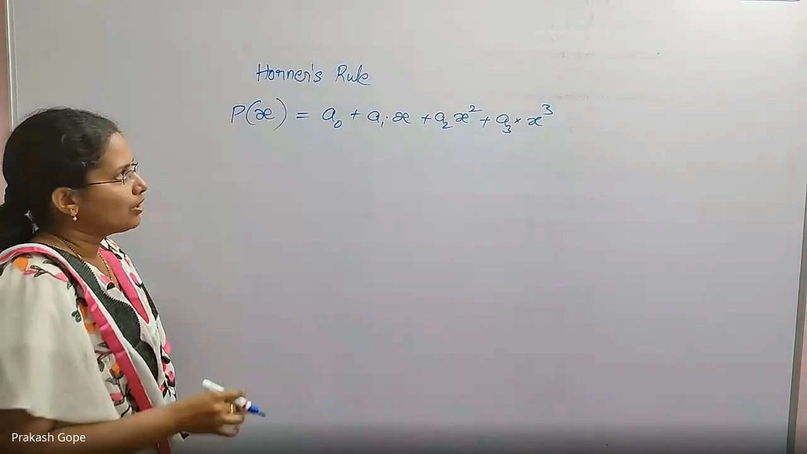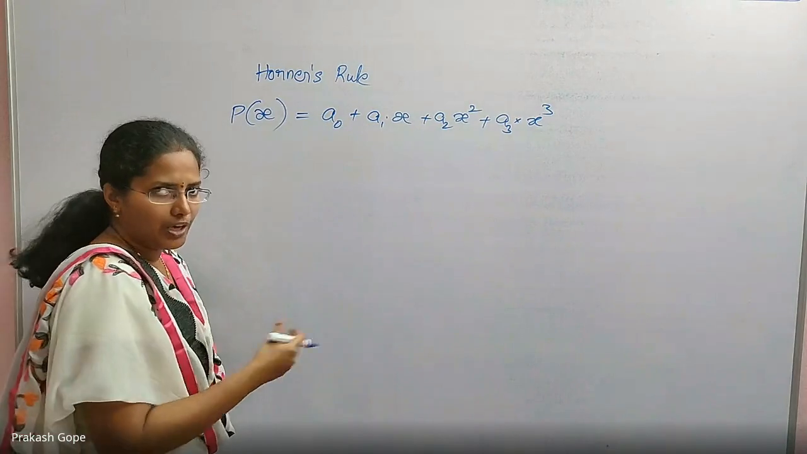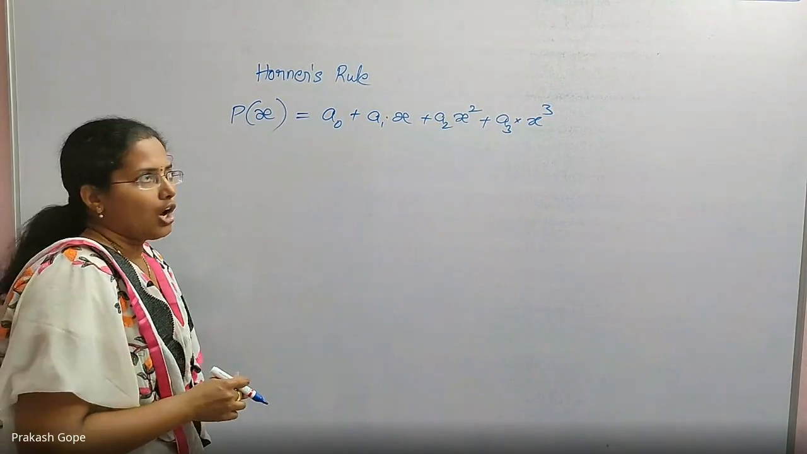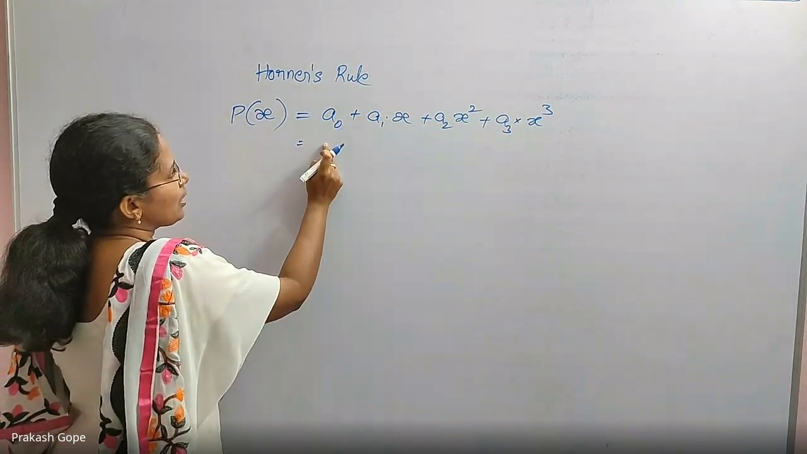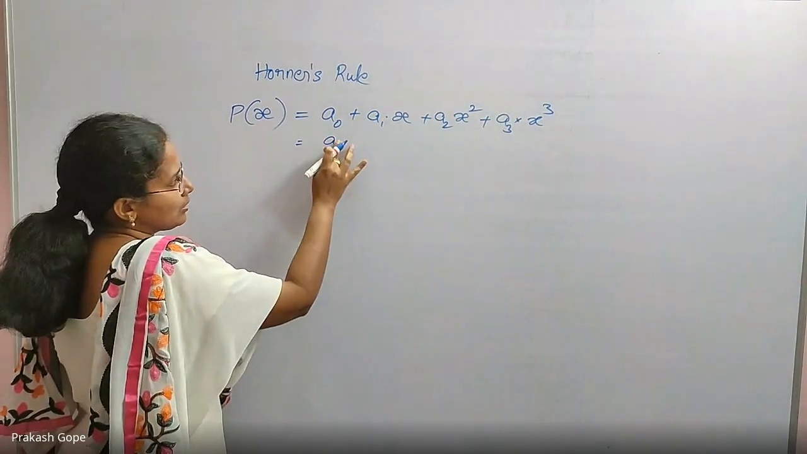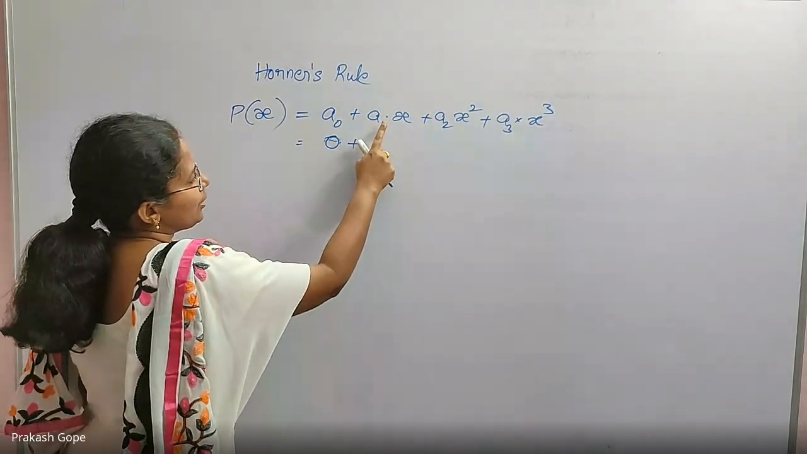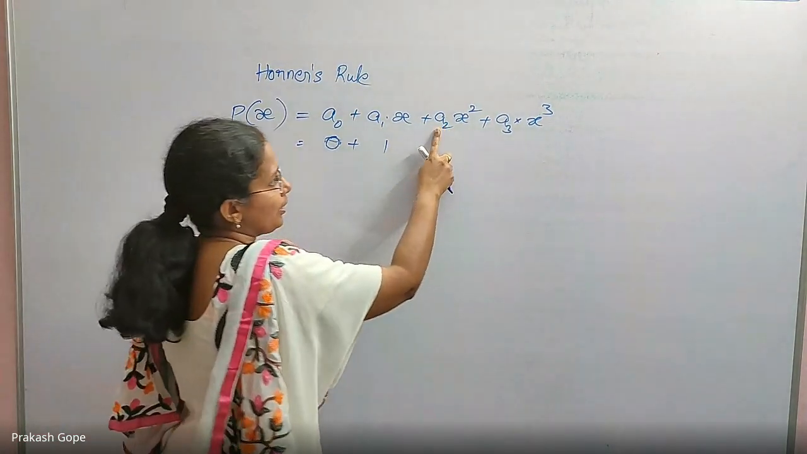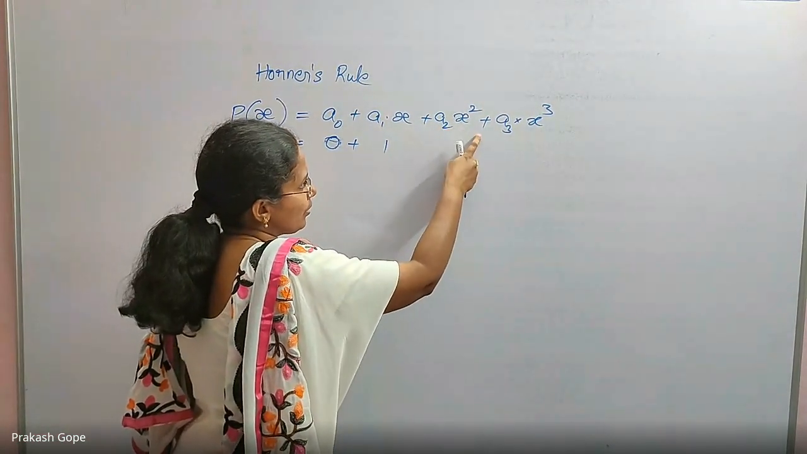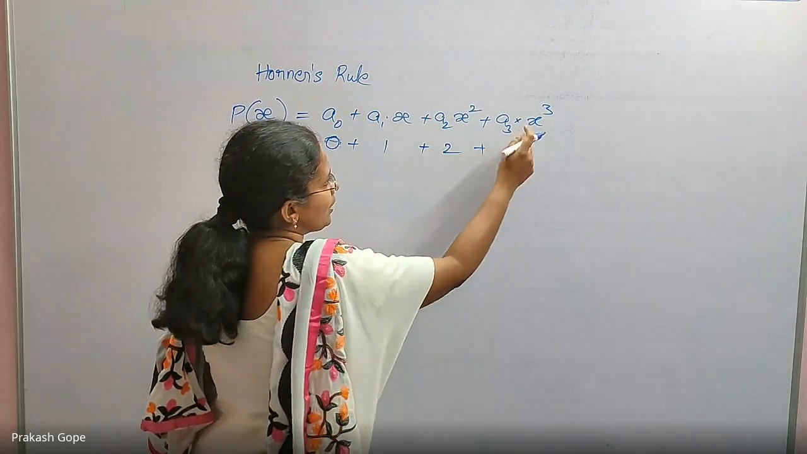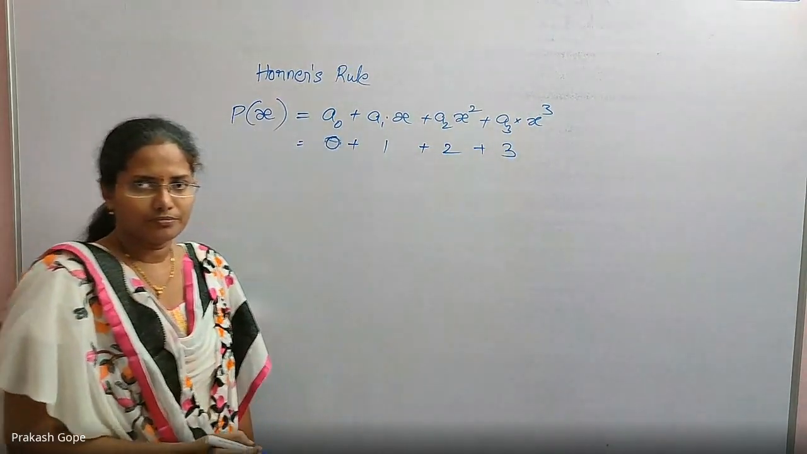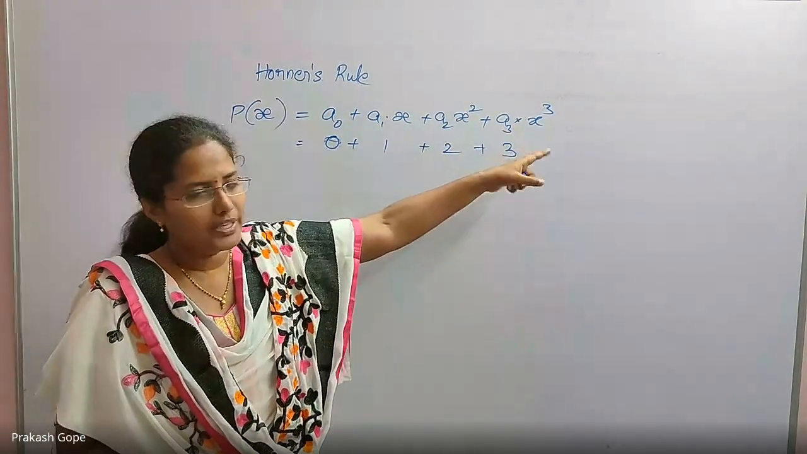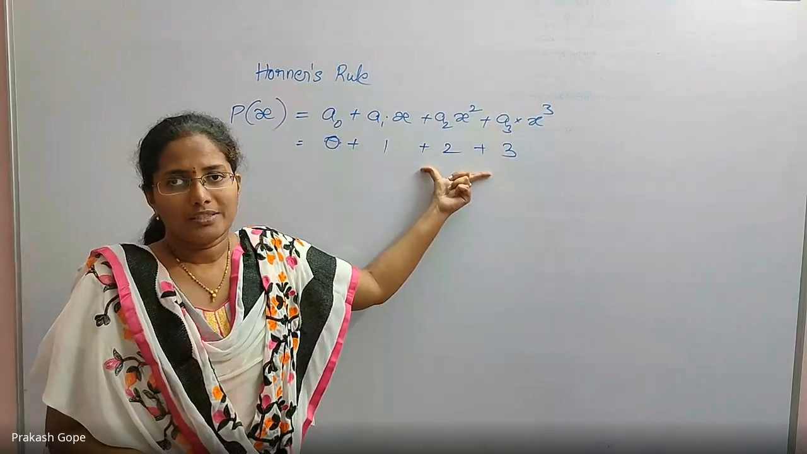If I give a value for x and ask you to evaluate this polynomial, how many multiplications will you perform? Here there are no multiplications, so 0. Here you will substitute the x value and do 1 multiplication. Here you will do a2 into x, which means 2 multiplications. Here there will be 3 multiplications. In total, 6 multiplications. To evaluate a polynomial of degree 3, you are performing 6 multiplications.